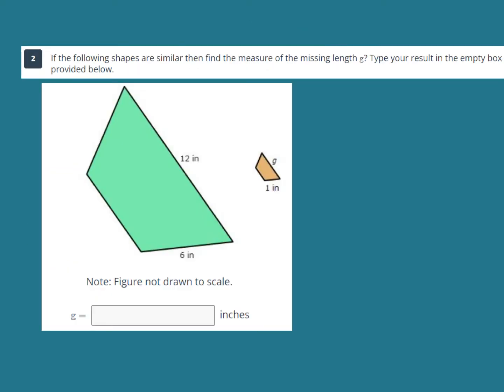If the following shapes are similar, then find the measure of the missing length, G. So my missing length, G, is right here. Which might result in the empty box, and it always reminds us that my figure is not drawn to scale. So again, I'm going from here to there. I can only use my measurements that are given. 6 times something, and name it x, equals 1. I don't know what that is, so of course I'm going to divide. I'm going to divide in the other direction, right? I go back in this direction.